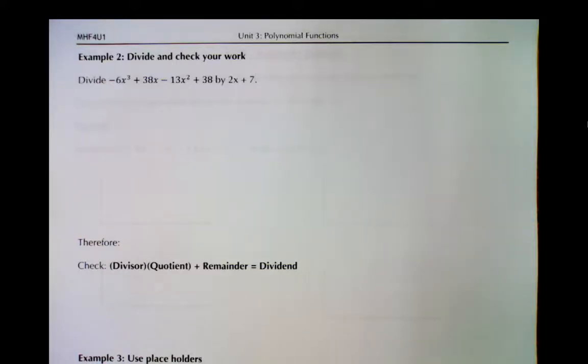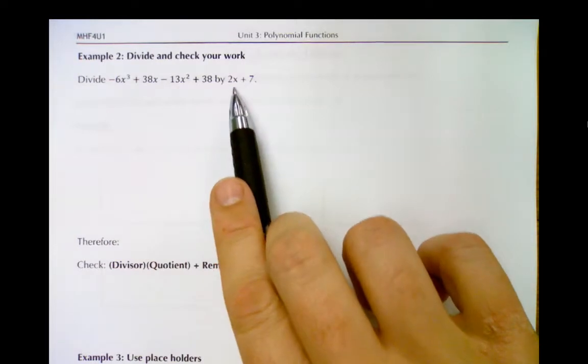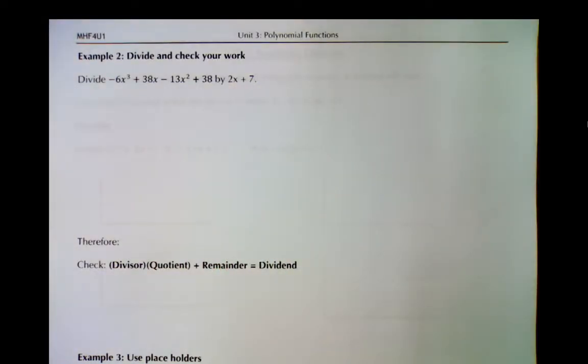Okay, this is part 2 of dividing polynomials. So here we're going to do a second division question. We're going to divide this polynomial by our binomial 2x plus 7.